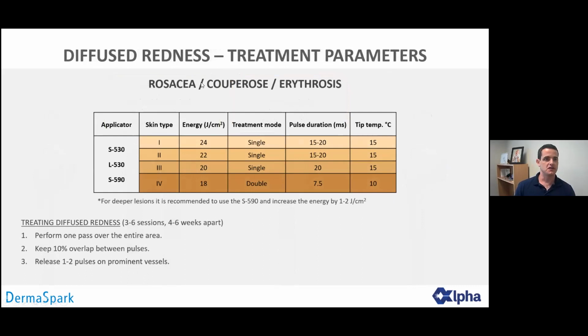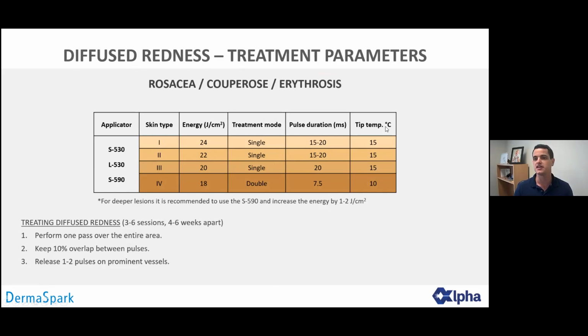All right, so what we see here, these are the treatment parameters for the treatment of diffused redness. People with rosacea, couperose skin, erythrosis. These are the parameters that we recommend you to use, and you can find them also in the quick reference guides that we provided you, the QRGs.